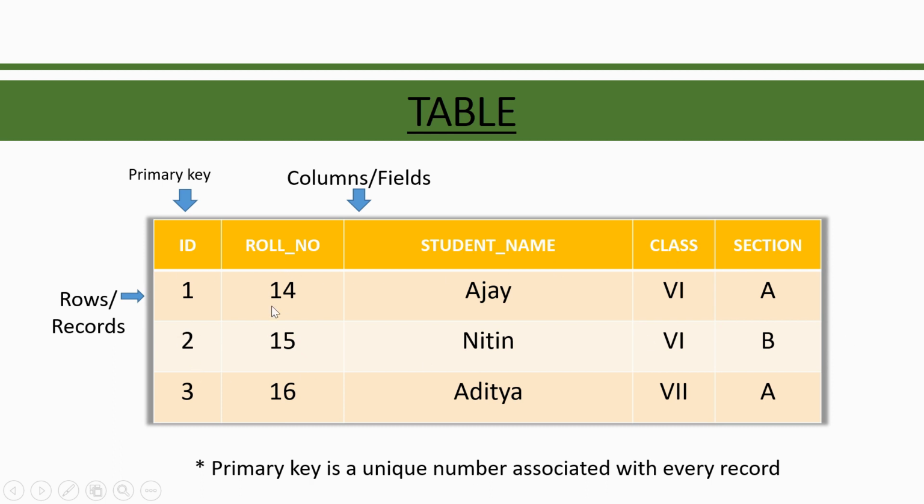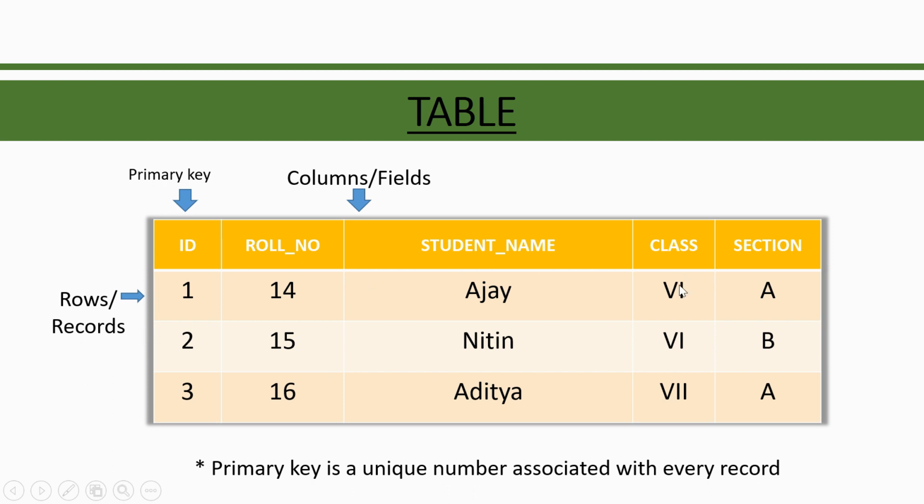For example, roll number 14. What's the name of roll number 14? Roll number 14's name is Ajay. And which class does he belong to? He belongs to class 6. Which section does he belong to? He belongs to section A. So that's one complete record, right?